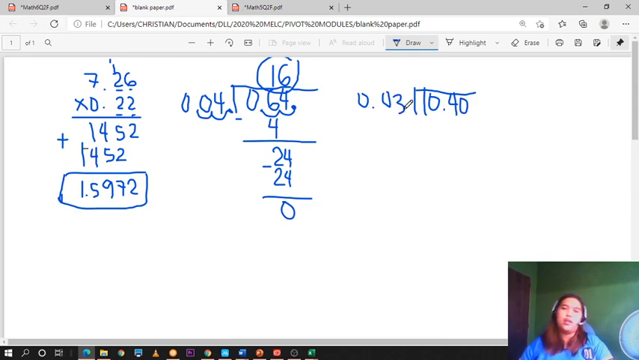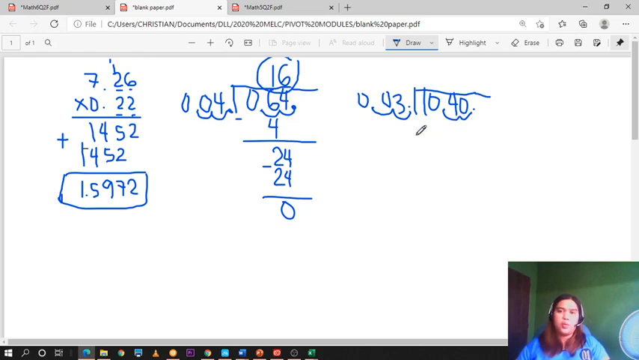Okay, so ano pa ang gagawin uli natin? Unang step ay to move the decimal point hanggang sa maging whole number na yung divisor. So, move natin siya. So, 1, 2. So, nandito na yung ating decimal point. And likewise, kung minove natin siya ng dalawa, mamove din natin yung sa dividend ng dalawa. So, 1, 2. So, nandito na yung ating decimal point.